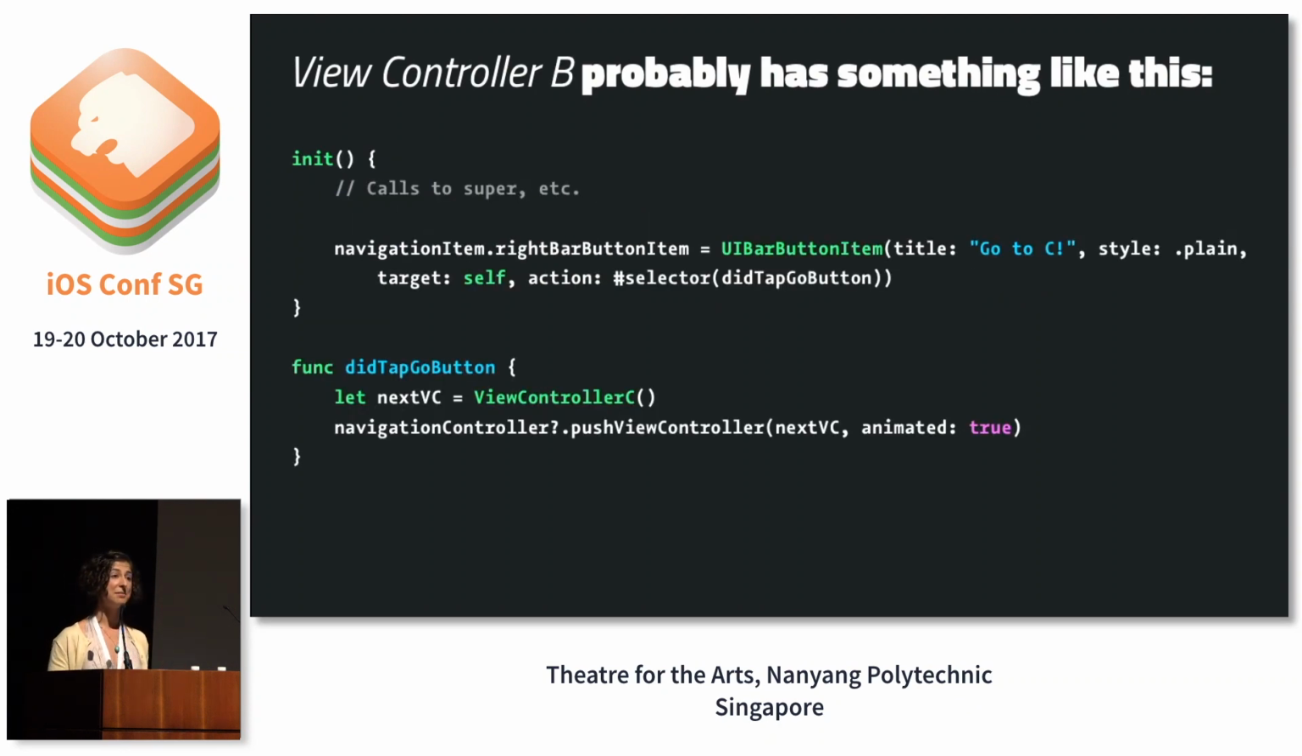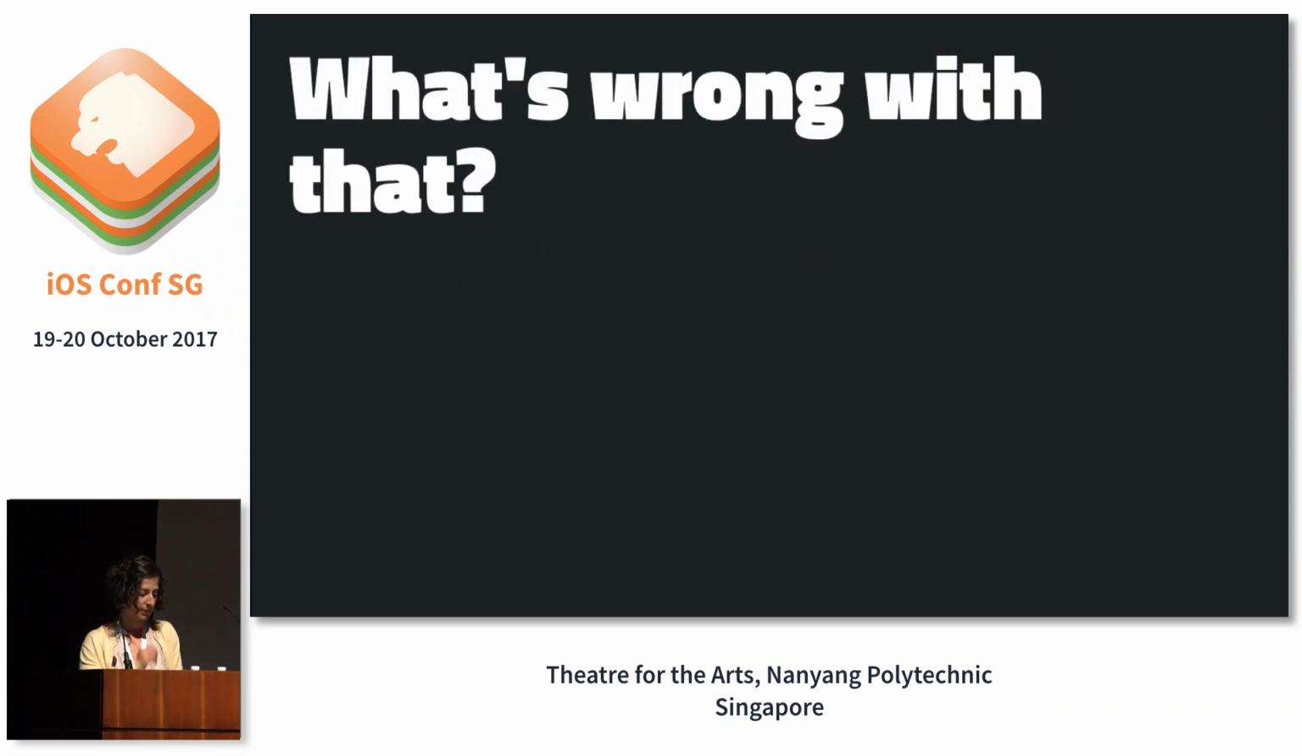And ViewControllerB maybe has some code like this. Maybe we go up to the navigation item. We want a little button in that nav bar to go to ViewControllerC. So we configure that. And then when we tap it, that's going to do the same thing. It's going to make our next view controller for us, and it's going to pass it back to our navigation controller. And this is really common. This is pretty standard code. And so the question you might be asking is, what's wrong with that?